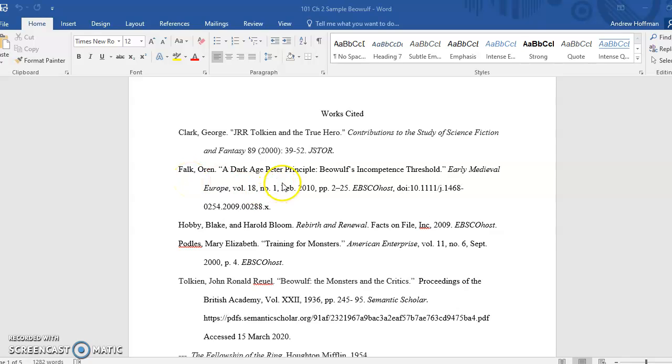Orrin Falk: article, title, journal information. This is from EBSCOhost. It has a DOI, Digital Object Identifier, which is like a permanent URL, so we go ahead and include that. You do not have to give me an access date for a DOI, since by definition it stays the same. Blake Hobby and Harold Bloom, Rebirth and Renewal, from Facts on File. That was ultimately recovered from EBSCOhost, right? So this is a print source, right, which is like a book, but ultimately we found it here in EBSCOhost.